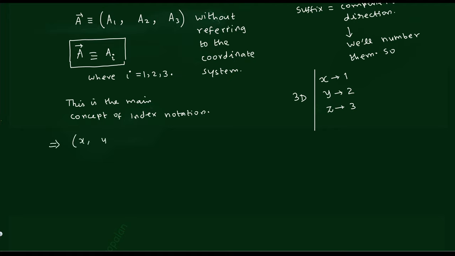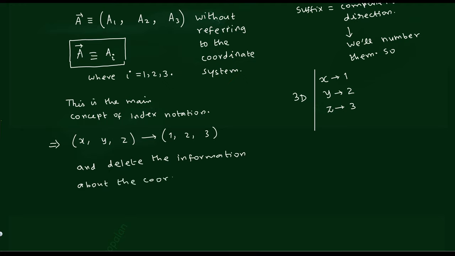So let me write down that. I'll write down x, y, z will be replaced by 1, 2, 3. And in addition to that, we will delete the information about the coordinate system. Which means that you can always apply a particular coordinate system whenever required. And let me call that equation number 1, the first boxed one.